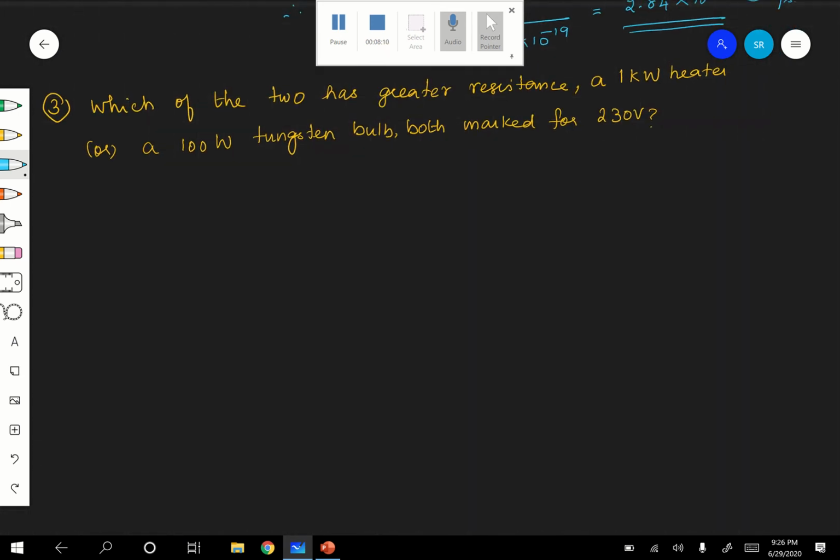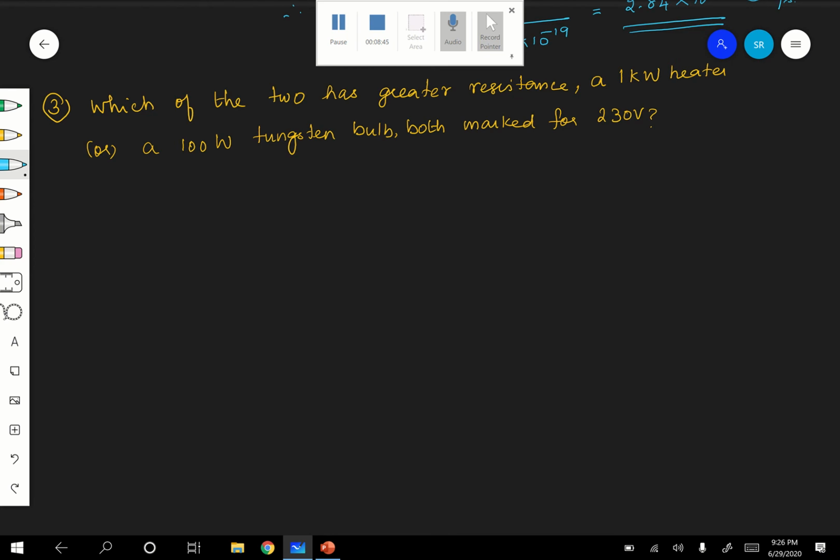Which of the two has greater resistance: a 1 kilowatt heater or a 100 watt tungsten bulb, both marked for 230 volt? This is something you have even studied in 10th standard. This is just a revision, children. These types of problems.